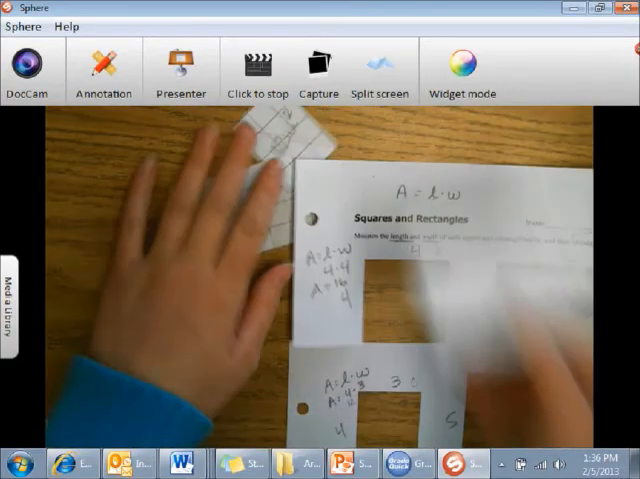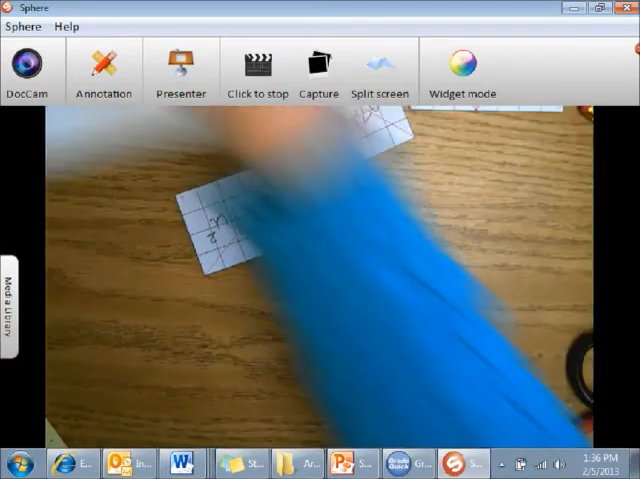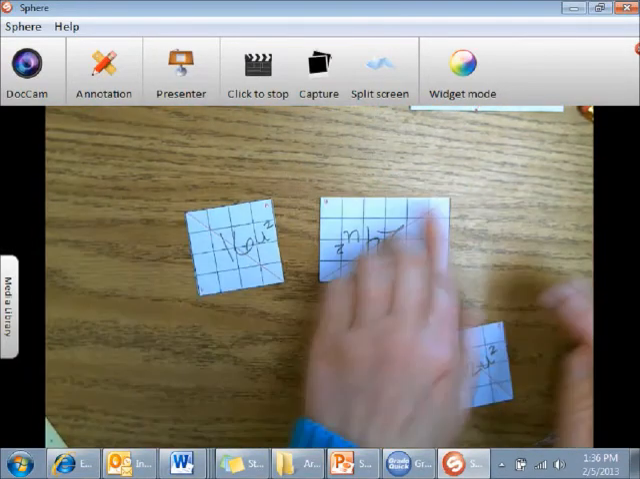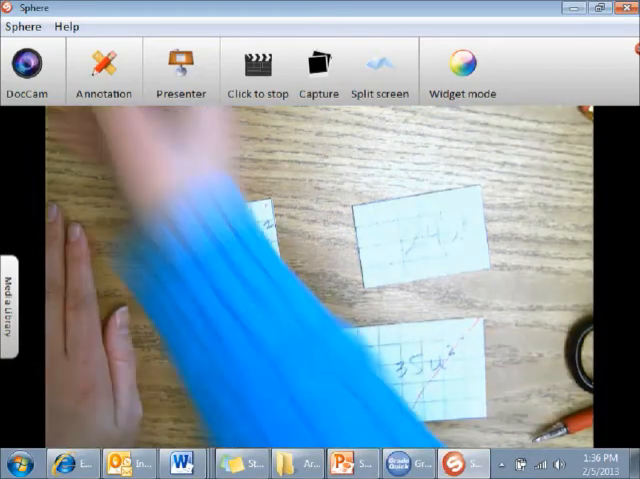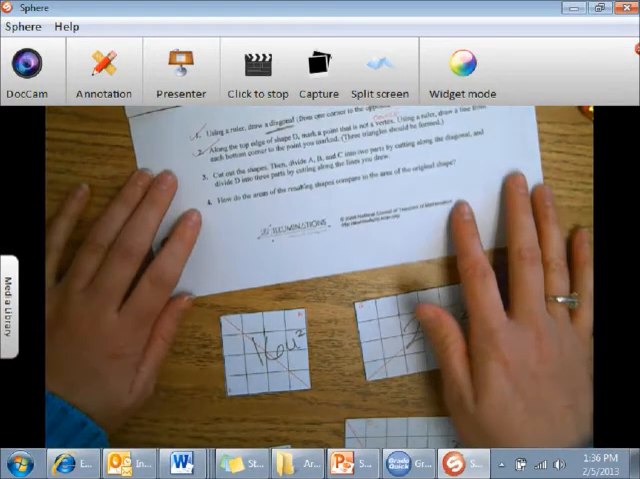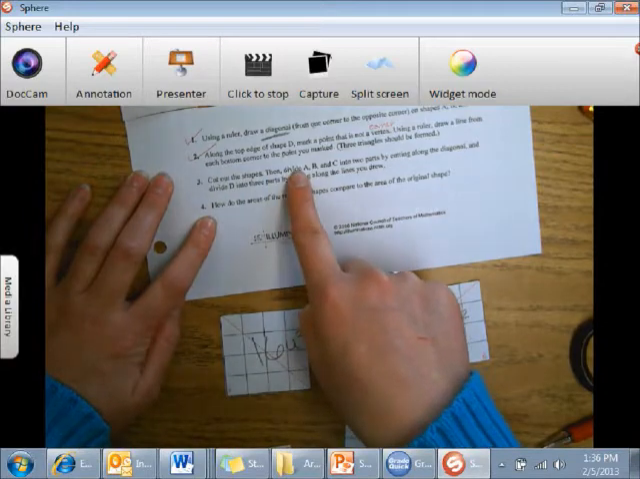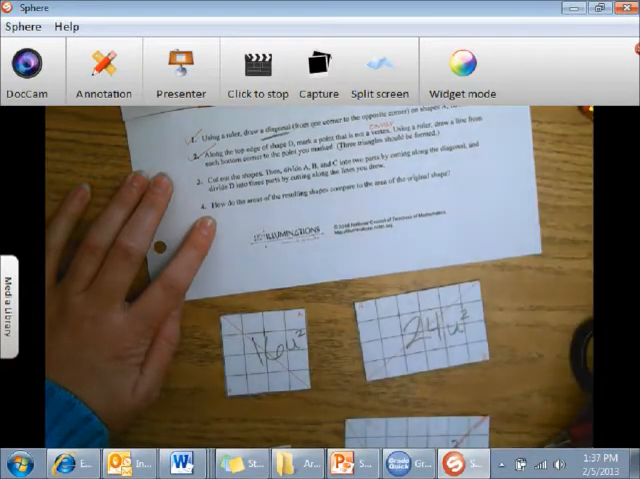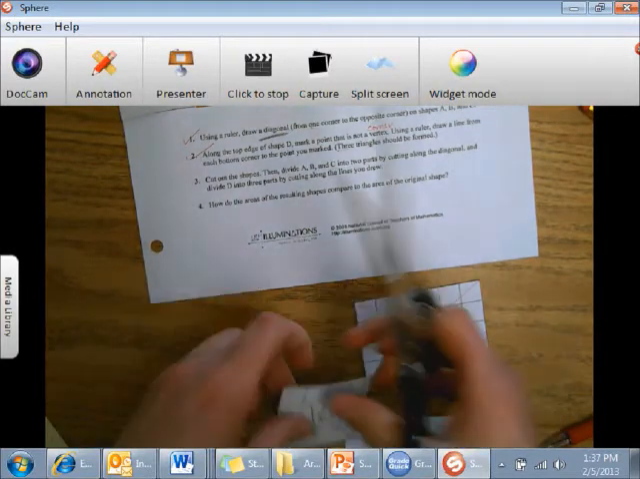Here I have figure A. Whoops, let me get it where you can see it. Here I have figure A, figure B, figure C, and figure D. Okay, on these instructions though, it tells us that they want us to cut out the shapes and then divide A, B, and C into 2 parts by cutting along the diagonal line, which is why I put a little A in both of them so I knew what it was.